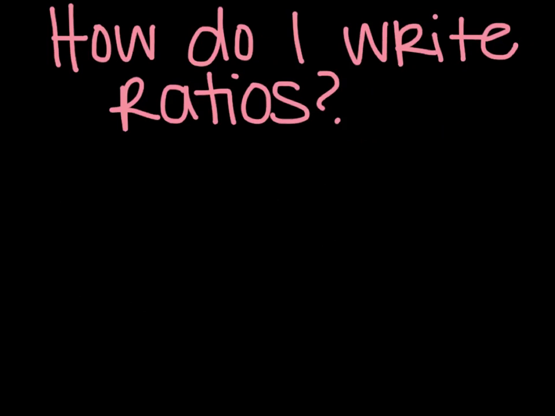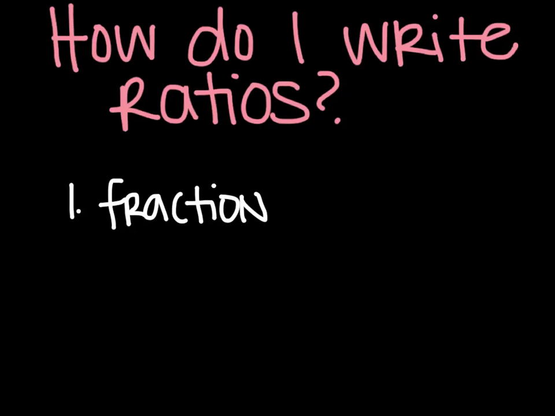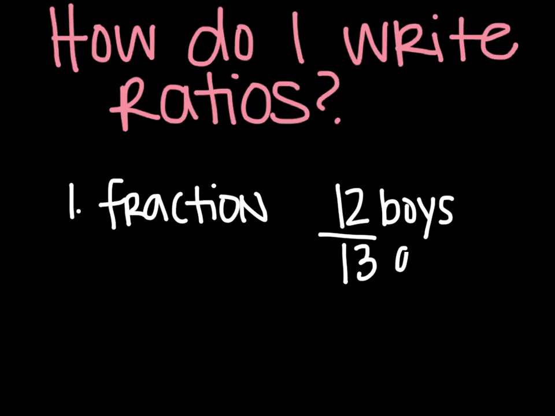So how do we write ratios? There are 3 ways to write them. The first way is to use a fraction. And an example of that would be you have 12 boys to 13 girls. And that would be the ratio of boys to girls in the classroom. And so you would see it as a fraction, 12 over 13.